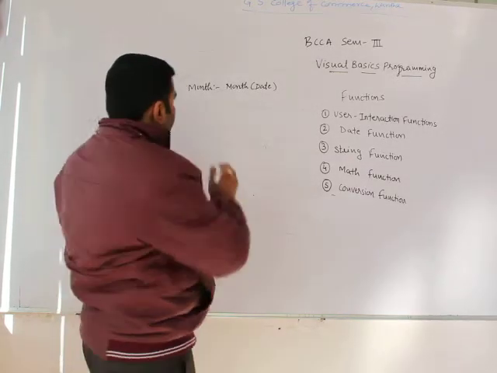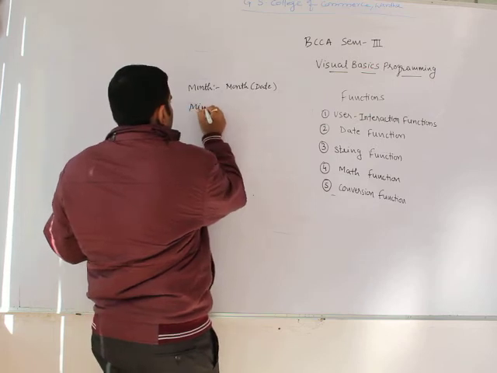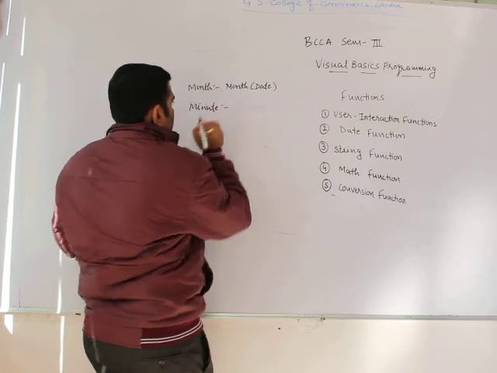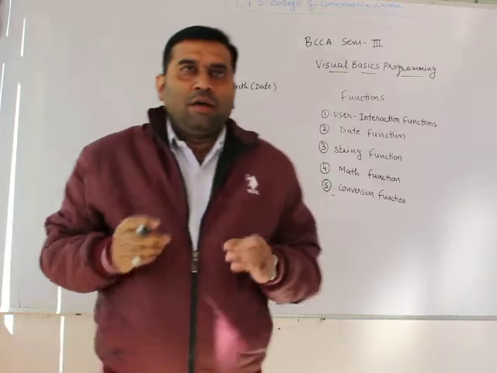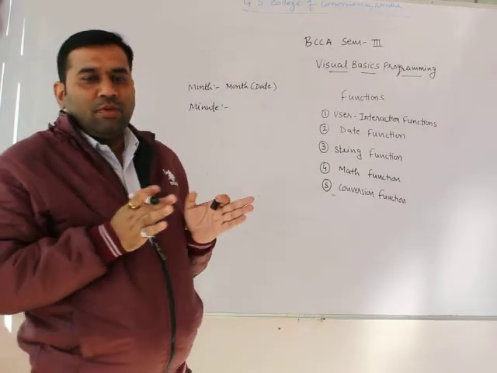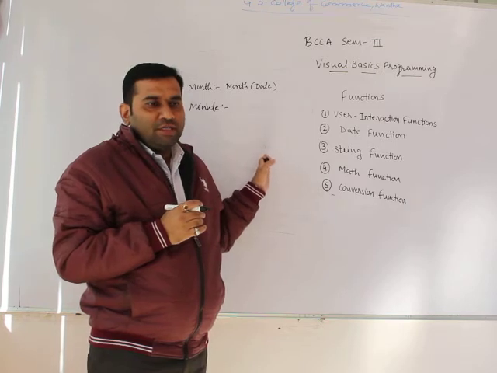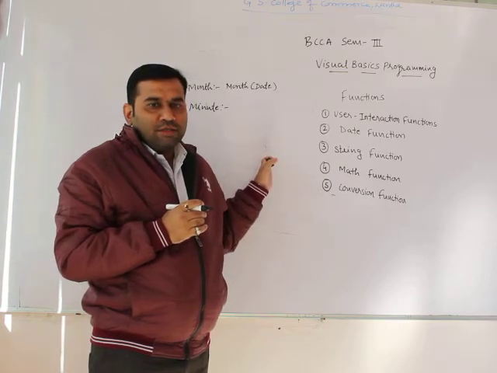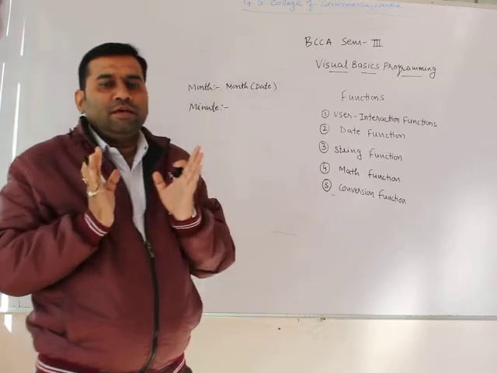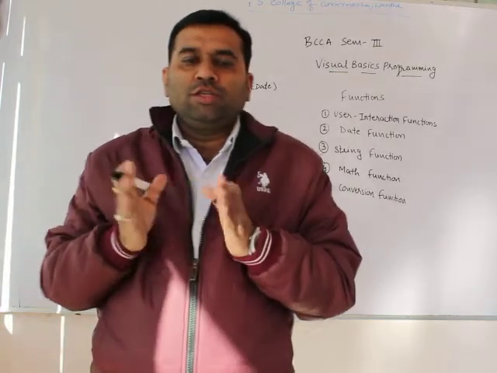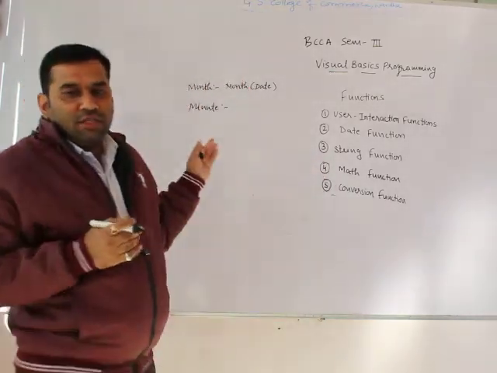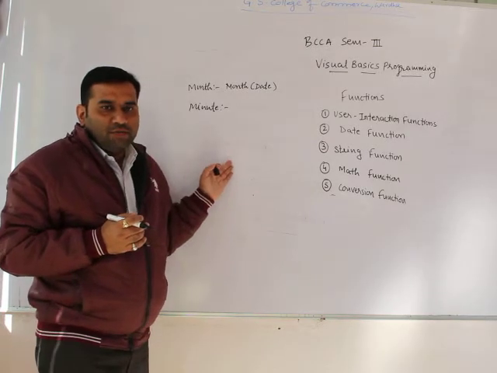Next is Minute. It returns a whole number between 0 to 59. The minutes are 60 minutes, then it calculates 1 hour. 0 to 59, representing the minute of the hour.